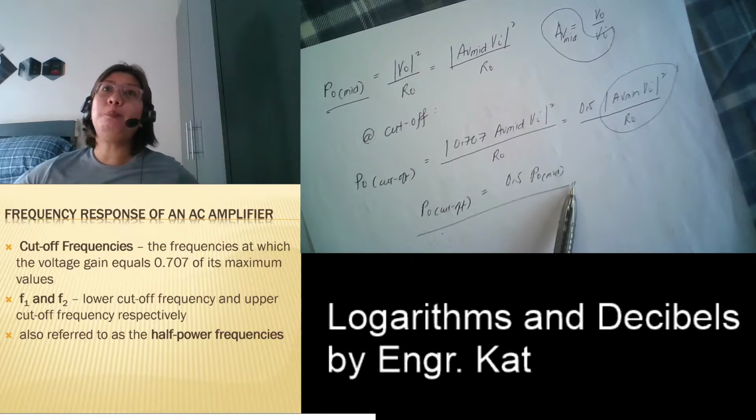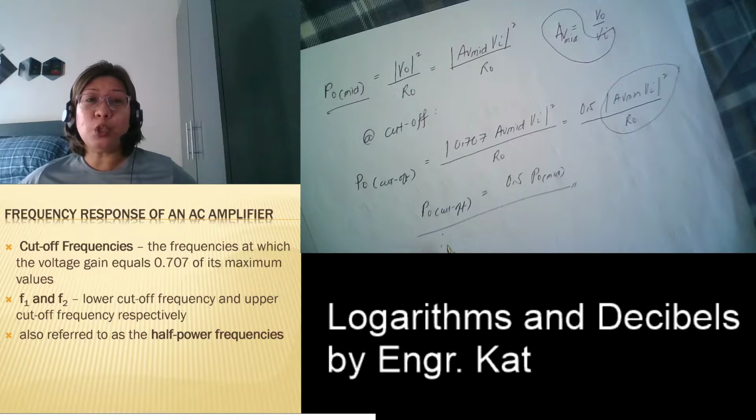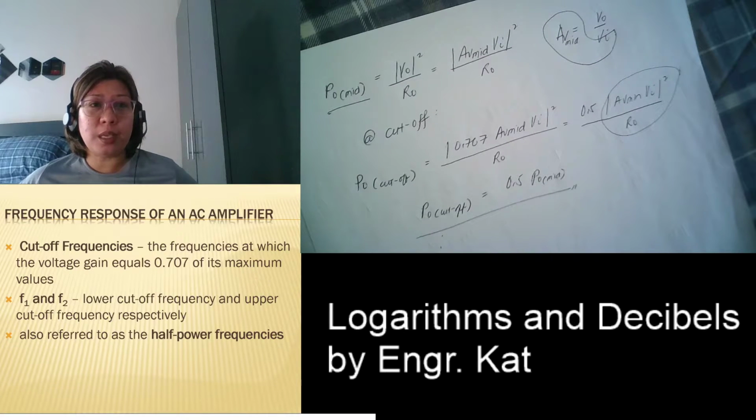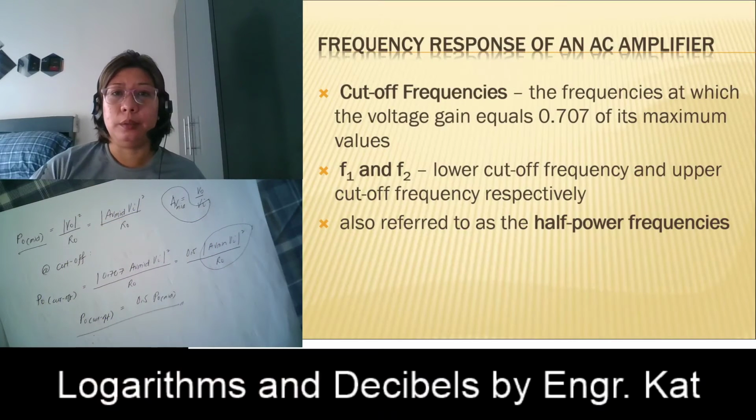So if your output power, for example, is 10 watts, at these two cutoff frequencies, your power is just 5 watts. Okay, not equivalent to 10 watts anymore. That's why your cutoff frequencies, or your F1 and F2, are also called half power frequencies. So this is the explanation for that.